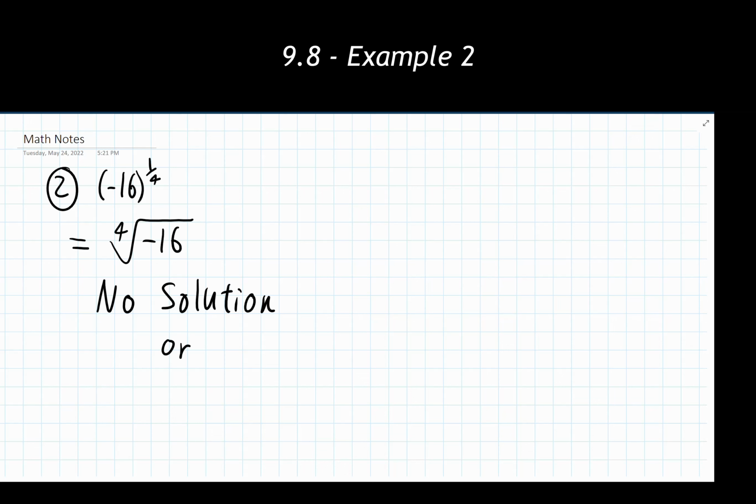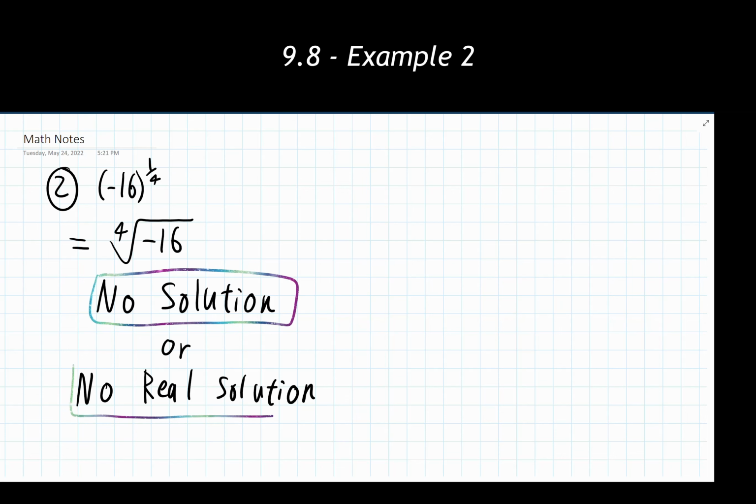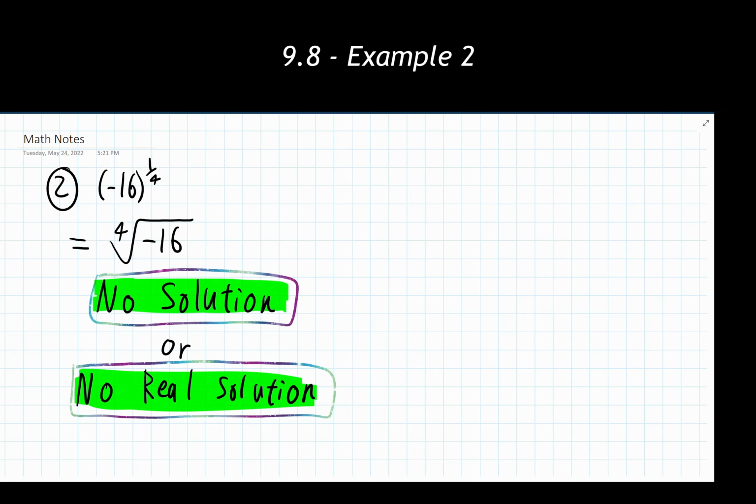Depending on the book or the instructor that you are working with, they may also want you to write out instead, no real solution. But either way, I'm not going to be able to get a real answer showing up out of this problem. And it should be one of these 2 that should work for your class. Make sure you're clarifying that with your instructor or comparing this with the answer key that you've been provided to see which specific one your class is looking for.